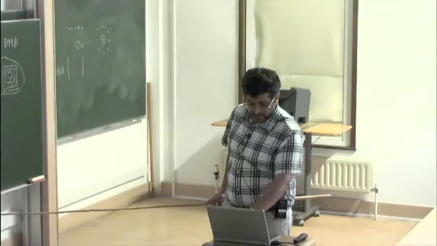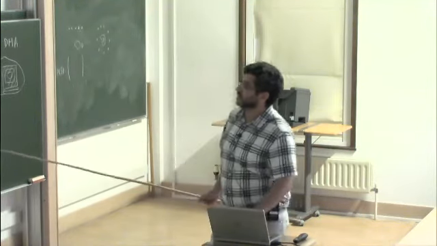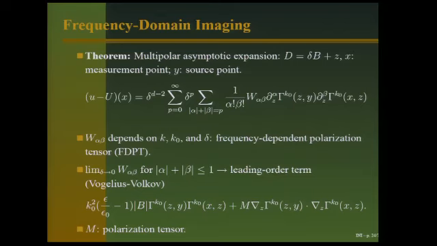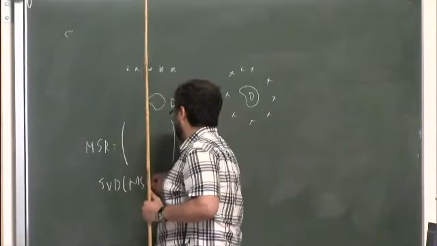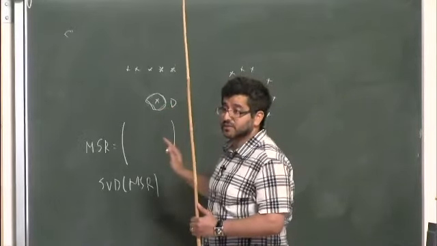So this matrix is complex symmetric in the absence of noise, but it's not a Hermitian matrix. And what we want is to reconstruct the target D and its electromagnetic or acoustic parameters from this matrix. If you have a matrix, the only thing you can do is singular value decomposition. But where analysis comes in is to understand what is in the signal, the singular value decomposition of this matrix in terms of the location, the geometry, and the parameters. And if you understand this, you are done.